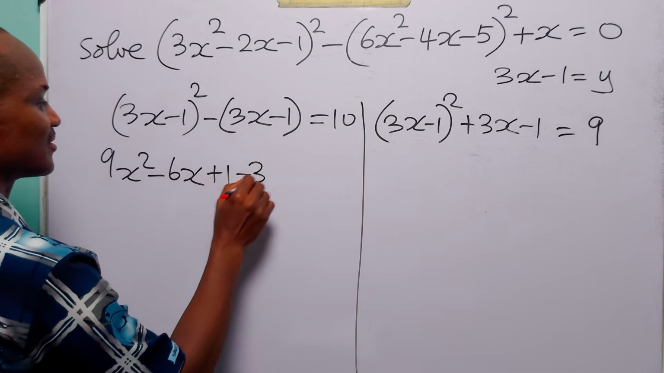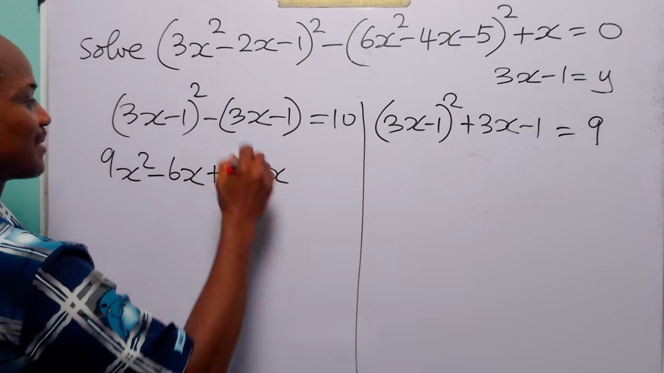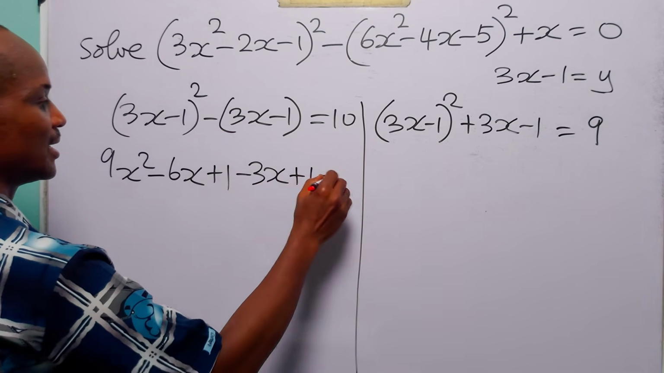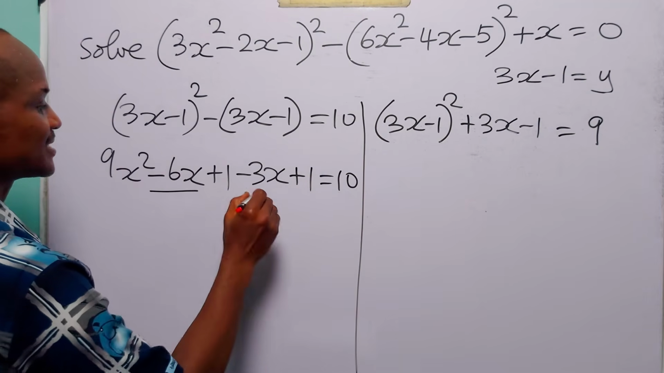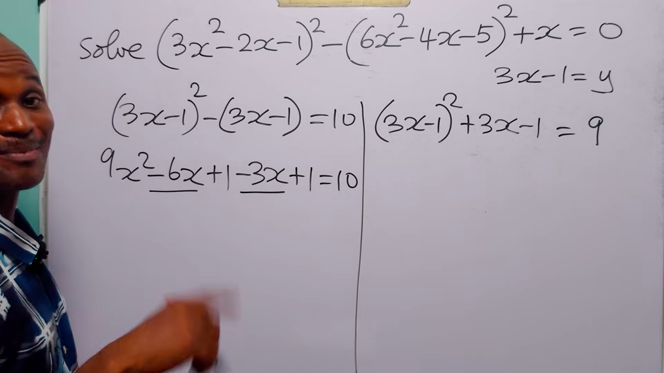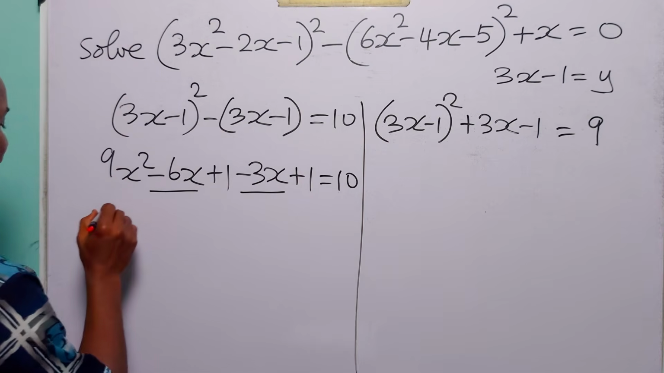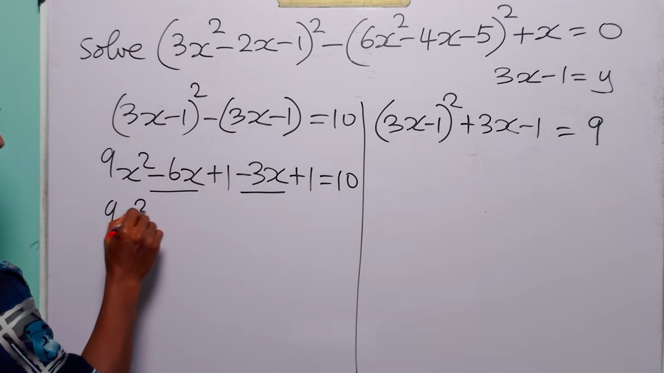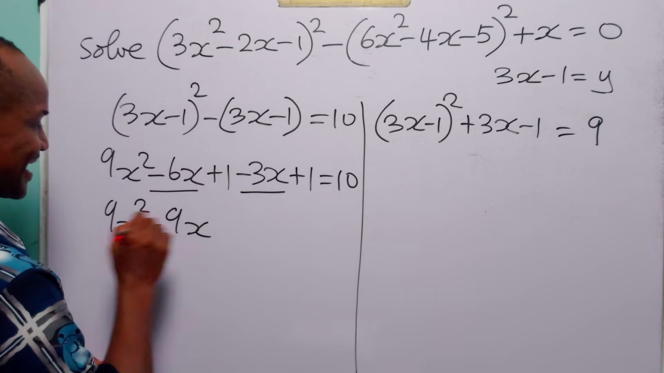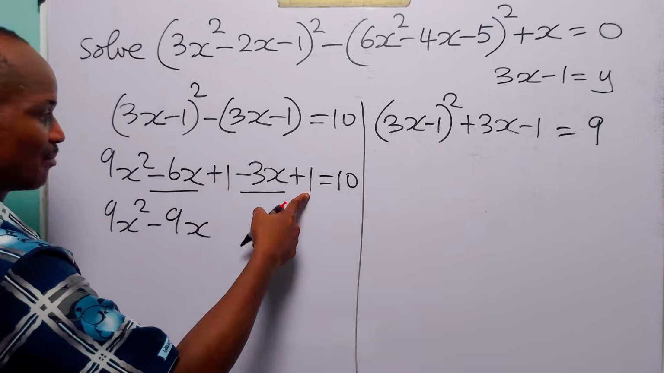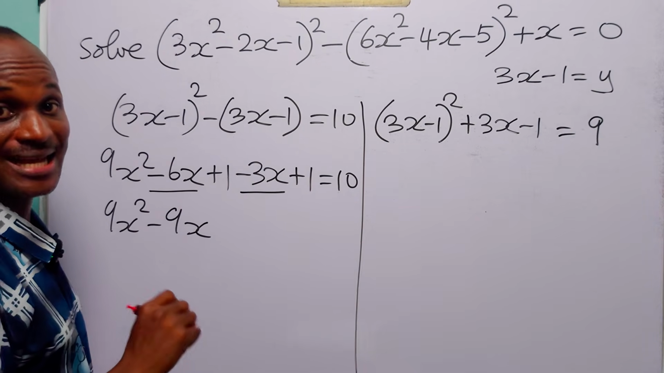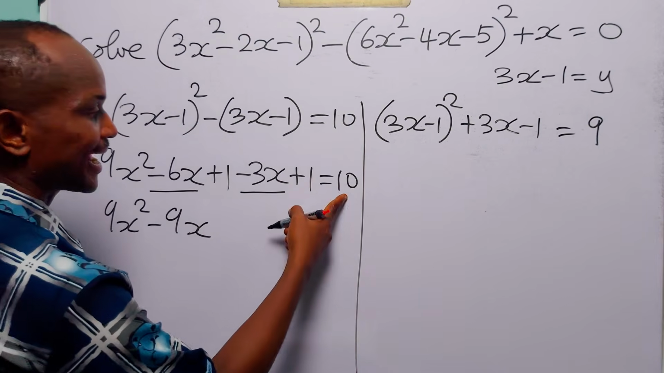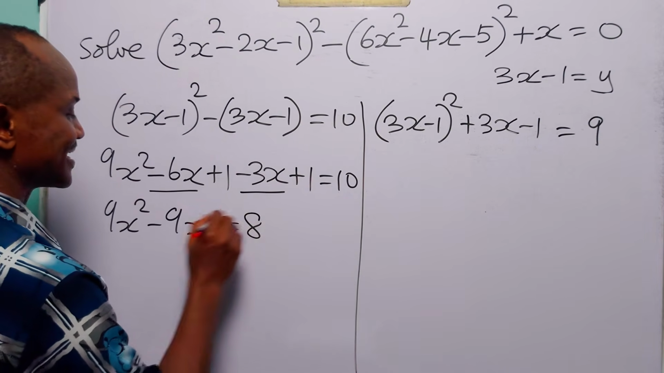Then we have minus 3x. Minus minus is plus 1. This is equal to 10. Minus 6x minus 3x is minus 9x. So we have 9x squared minus 9x. Now 1 plus 1 is equal to 2. Moving 2 over to the right hand side, it becomes minus 2. 10 minus 2 is 8.